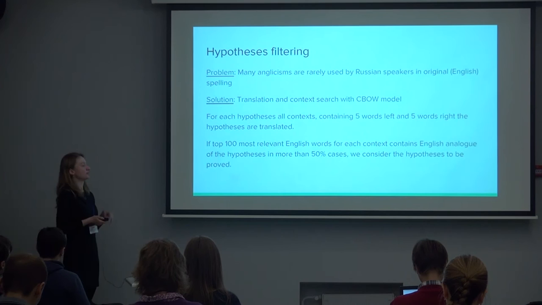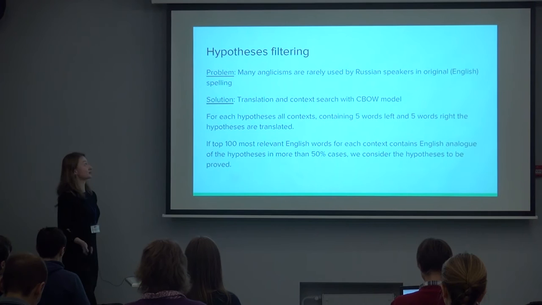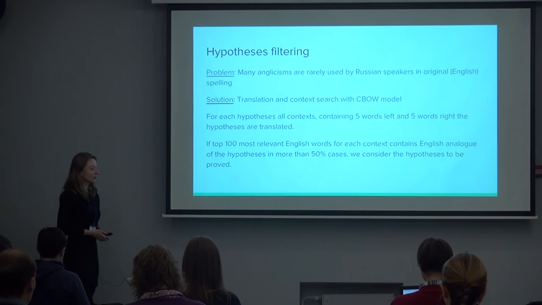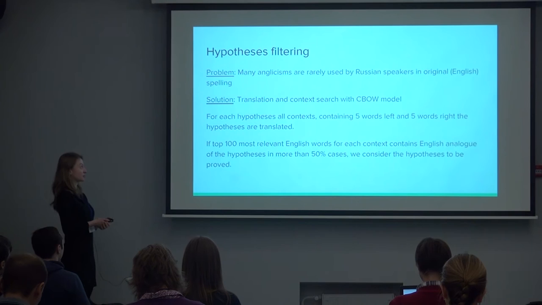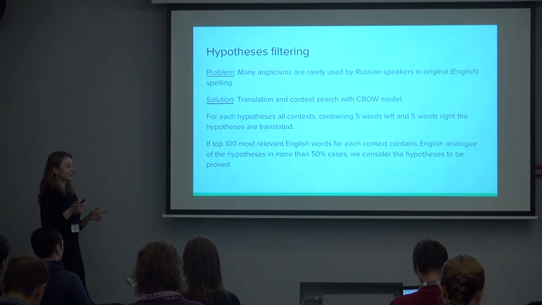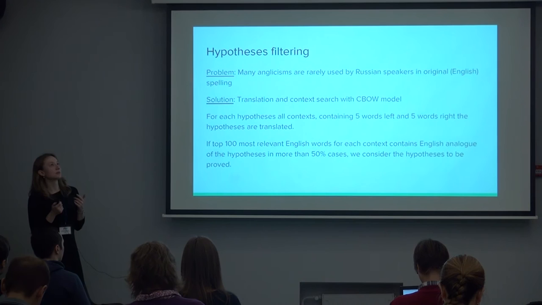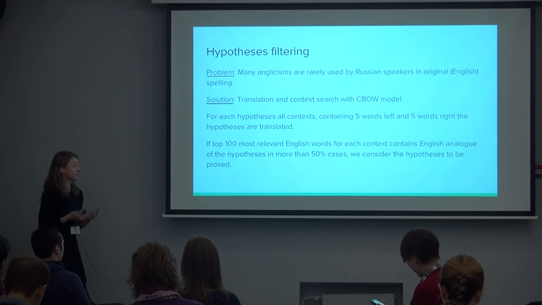There is one problem: some anglicisms are rarely used by Russian speakers in text in their Latin original spelling. So that's why we decided on one more solution for this. We try translation and context search. For each hypothesis that is not okay, we train a CBOW model on context. For each hypothesis, we collected all contexts containing five words left and five words right, translated them, and trained a CBOW model on it. If the top 100 most relevant English words for each context contain the English analog of the hypothesis in more than 50% of cases, we consider this hypothesis to be proved.